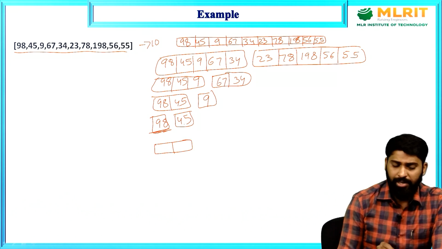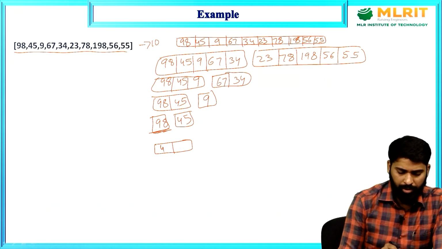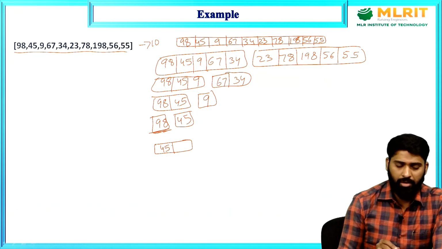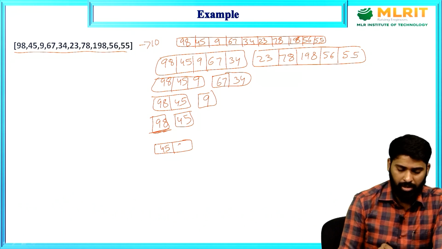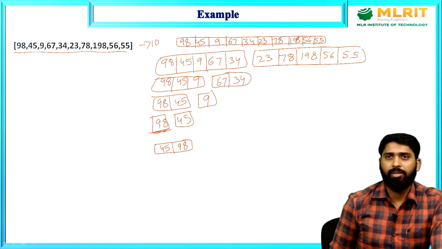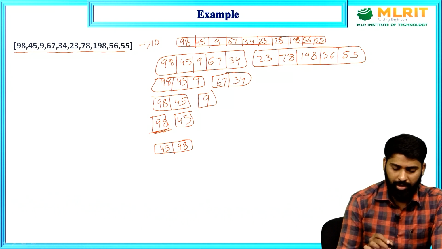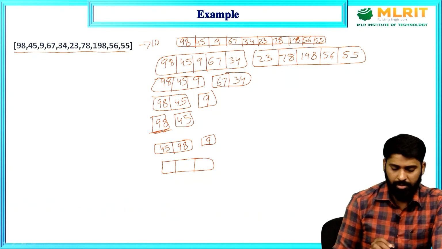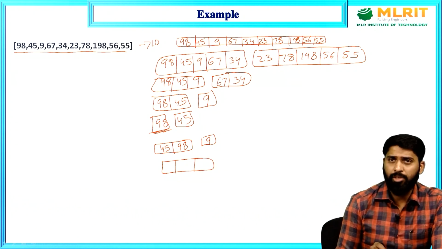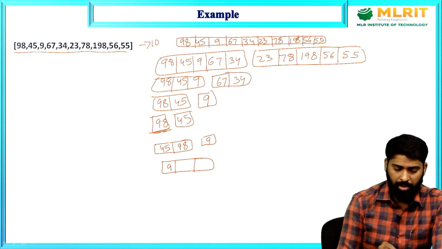So, 98, 45. What is the smallest element? 45. So, store 45 here. Now, the remaining element in the second array we append here, 98. Okay. Here we have 9. So, again merge 3 elements, 45 and 9, which is smaller? 9. So, this is the end of the array. The remaining elements we append here, 45, 98.